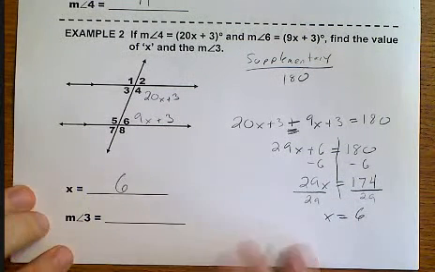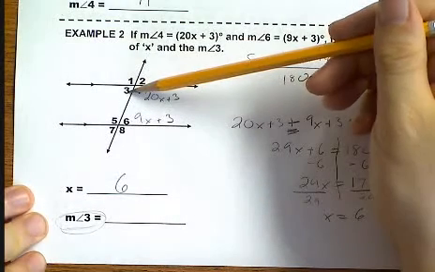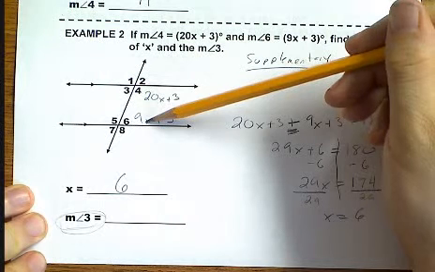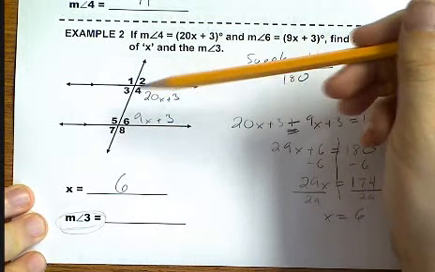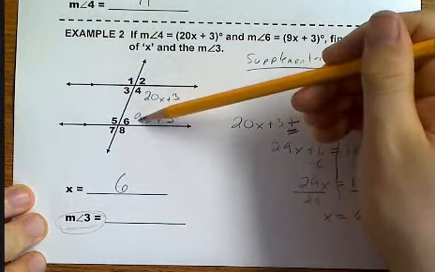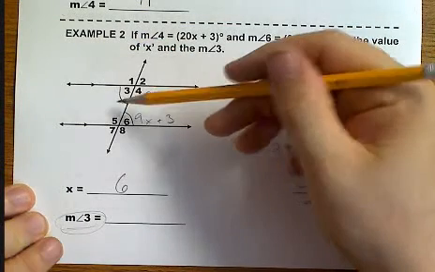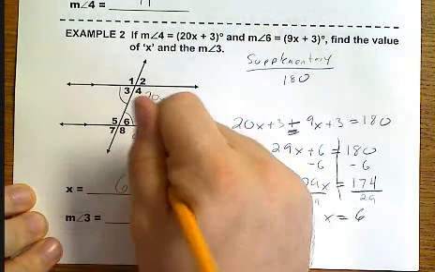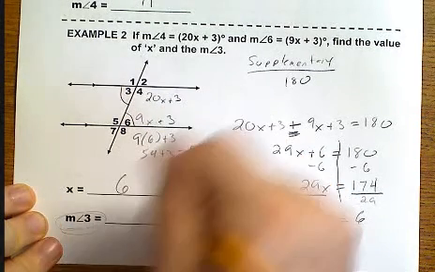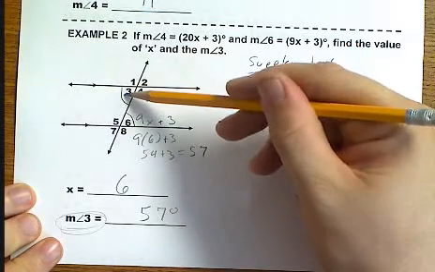Now, that's what x equals, but we want to know the measure of angle 3. Well, I have two options. I can either find out what angle 4 is, or I can figure out what angle 6 is. If I figure out angle 4, 3 and 4 are supplementary, so I'm going to have another step after that. But if I figure out angle 6, 3 and 6 are congruent. So if I know what 6 is, I know what 3 is. So 9 times 6 plus 3, that is 54 plus 3 equals 57. So because angle 6 is 57 degrees, angle 3 is 57 degrees.